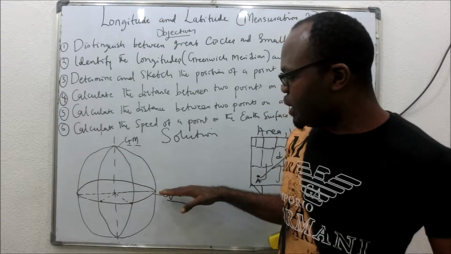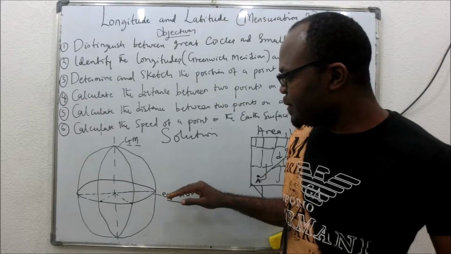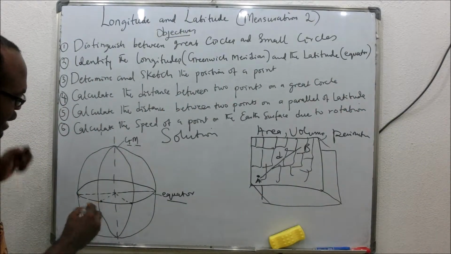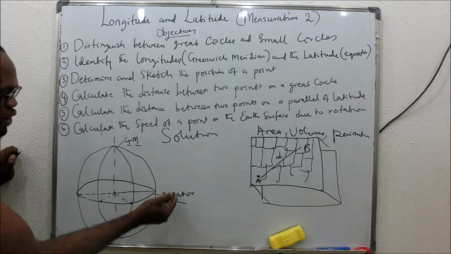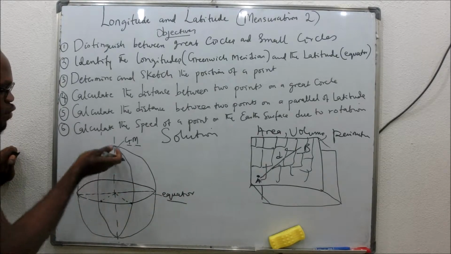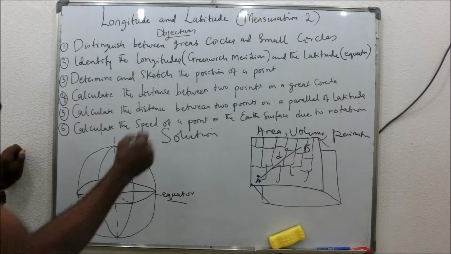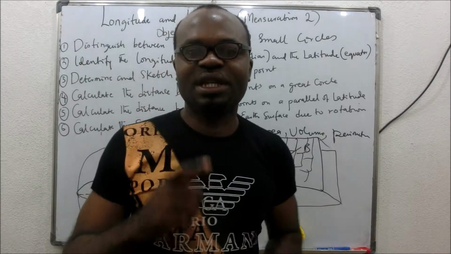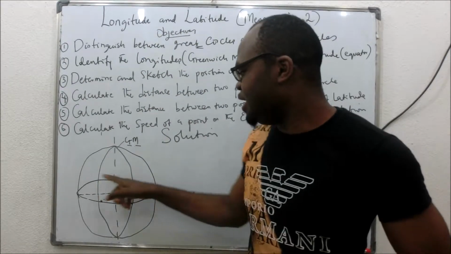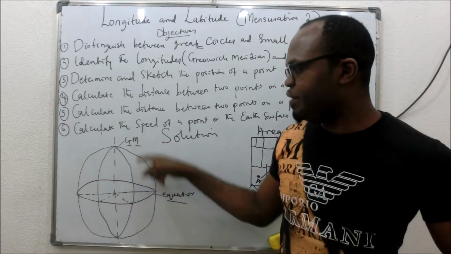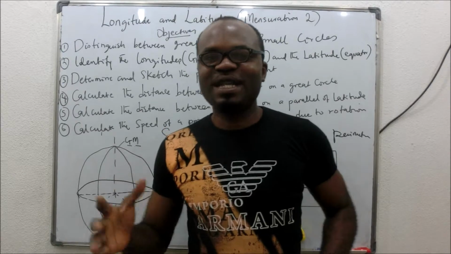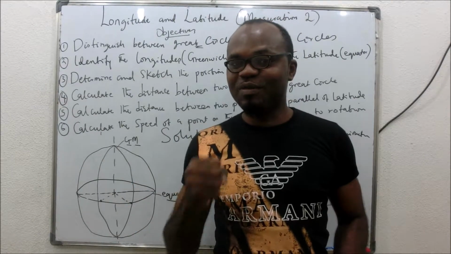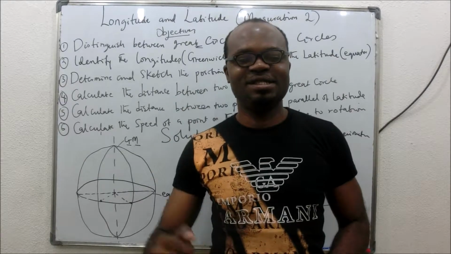So any circle round the Earth's surface through which, when you cut the Earth, you can get two equal parts, we call a great circle. We call them the what? Great circle. And the two major great circles are the equator and the Greenwich meridian, and they are going to be used as reference points in the calculations that we're going to be doing under longitudes and latitudes.